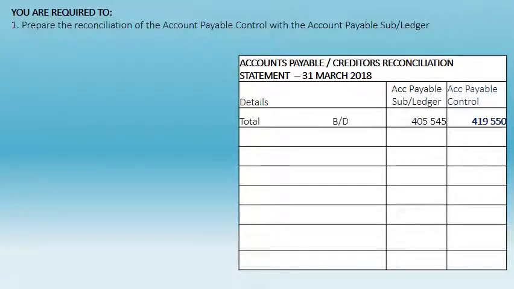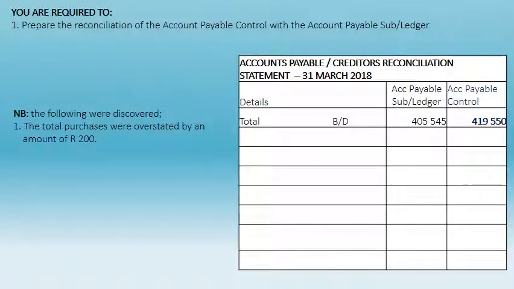For the control account, the amount calculated as a closing balance from the ledger was an amount of 419,550 rands, bringing the errors and omissions, starting with the total purchases which were overstated by an amount of 200 rand. We said earlier that the error was committed in the control accounts. Therefore, it will be corrected or shown on the reconciliation in the column for accounts payable control. It will be shown as debiting the total purchases overstated, and the amount will be shown in brackets or as a negative, indicating that it's a debit entry in the accounts payable.